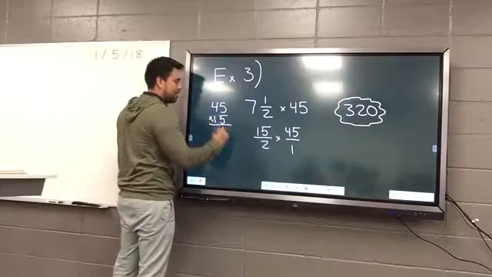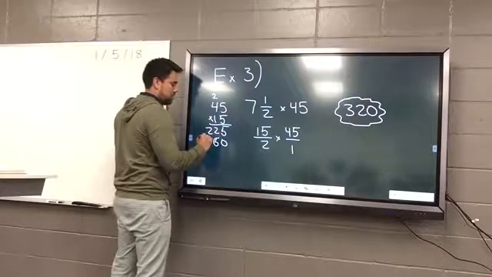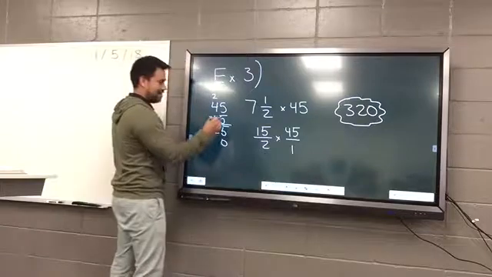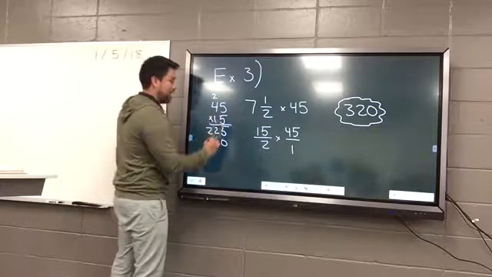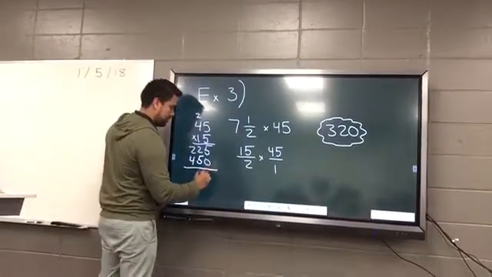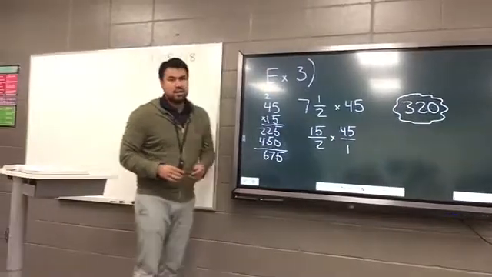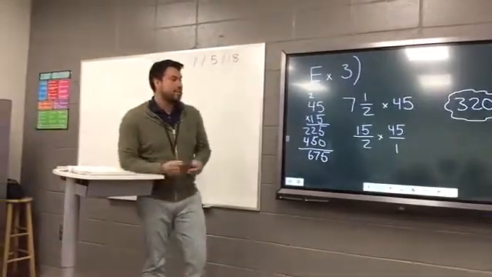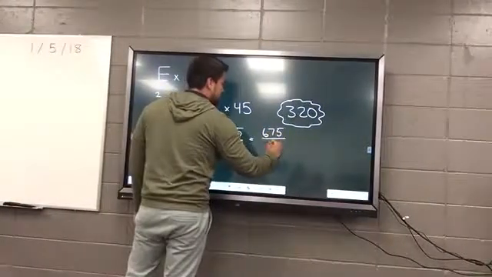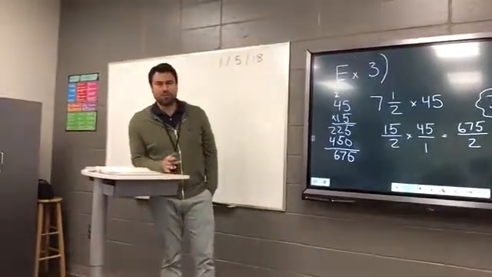All right, so I'm going to multiply that out. So I get 675. 675 over 2. Okay, is that my answer? Is that 675 over 2 pounds?